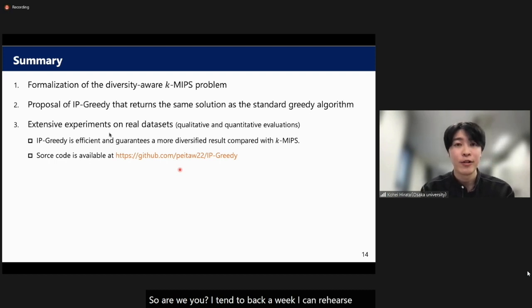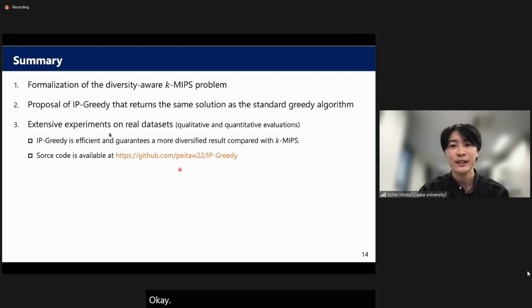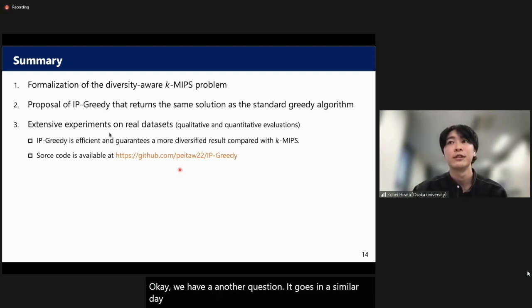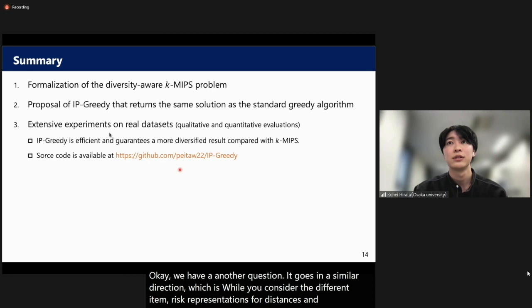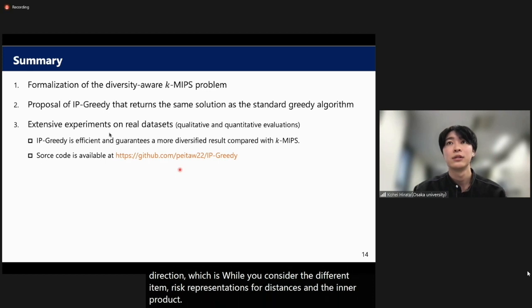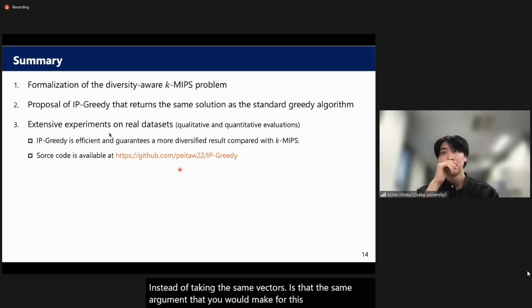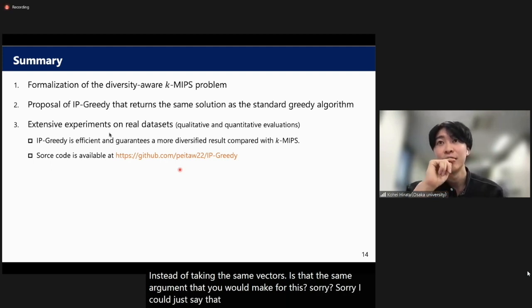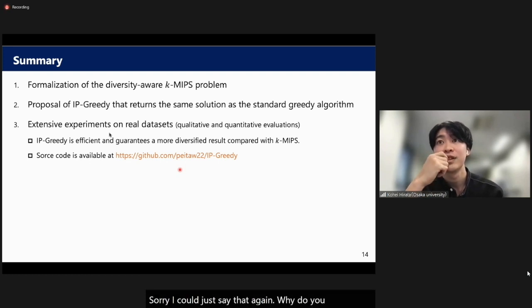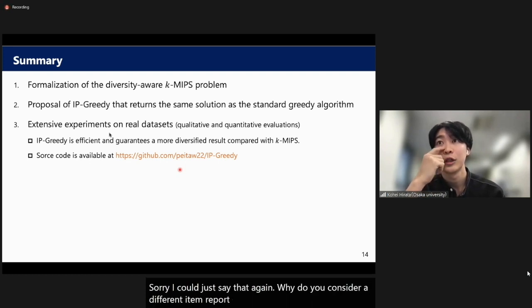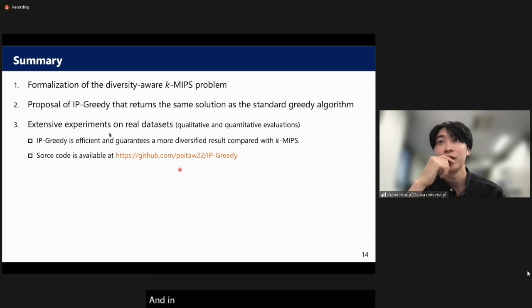We have another question that goes in a similar direction, which is why you consider different item representations for distances and the inner product instead of taking the same vectors. Is that the same argument that you would make for this? Why do you consider a different item representation for distances and the inner product instead of taking the same vectors?